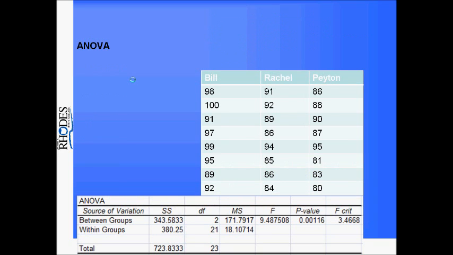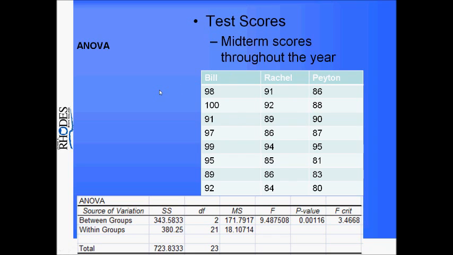Okay. Next example, I'll give you some time here. Go ahead and get these different people entered in here. What we're looking at is midterm scores throughout the year, and our null hypothesis is that all the students are equivalent. The alternative being that they're not with their test scores. We're going to do a one-way ANOVA, again with 95% confidence.